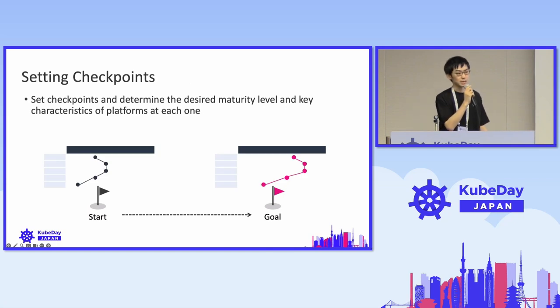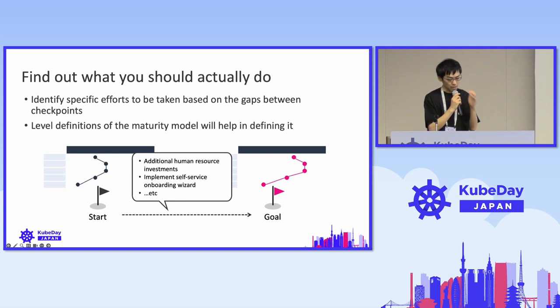Now let's look at the steps to define the journey. First, set the checkpoints for your platform initiative. For each checkpoint, determine the maturity level and key characteristics that should be achieved. At the minimum, you should establish the final step of the platform with the final desired state as a checkpoint. Then, from the gap in maturity between checkpoints, determine the efforts needed to reach the next step. The maturity model clearly outlines the specific characteristics at each level for each aspect. So by comparing these, you should be able to identify what is required.